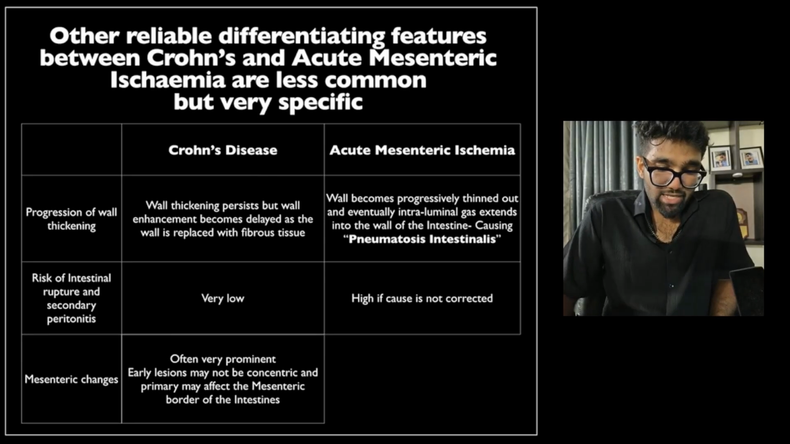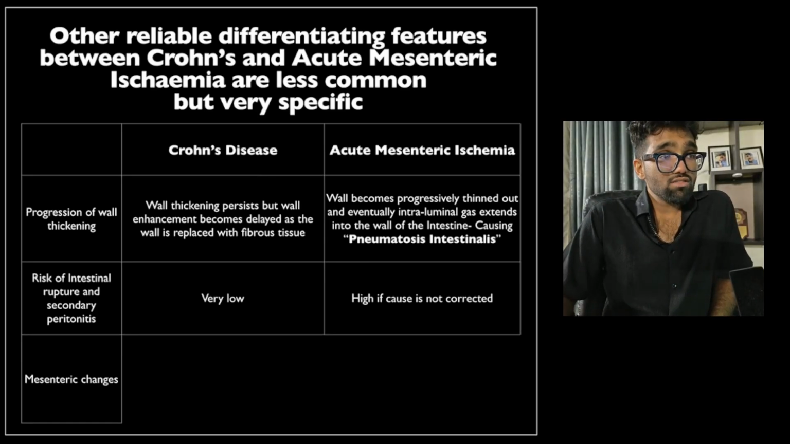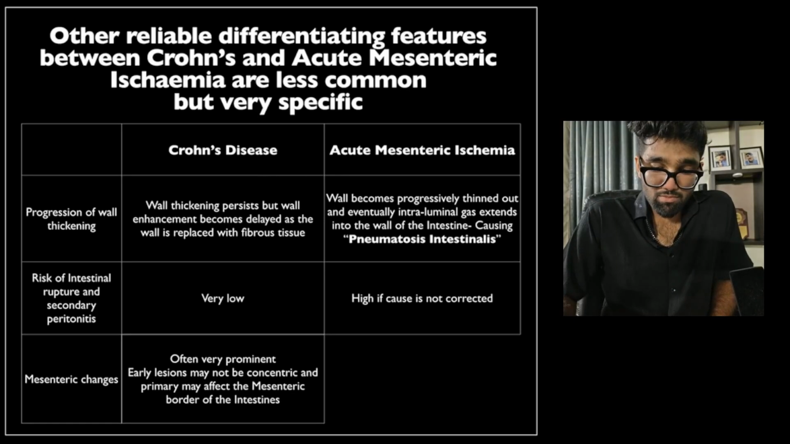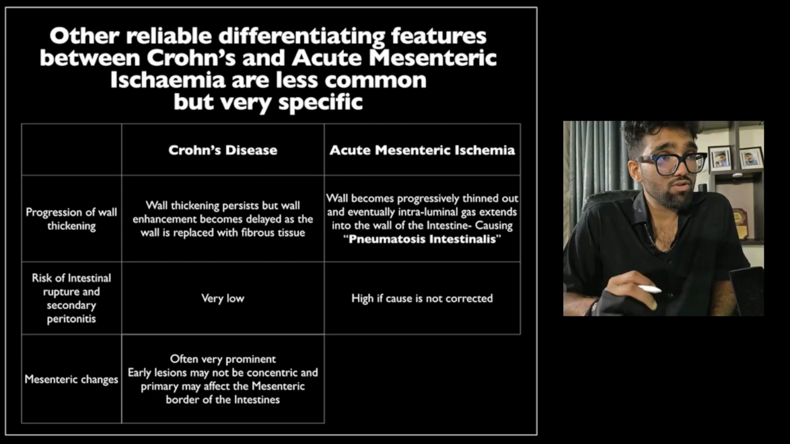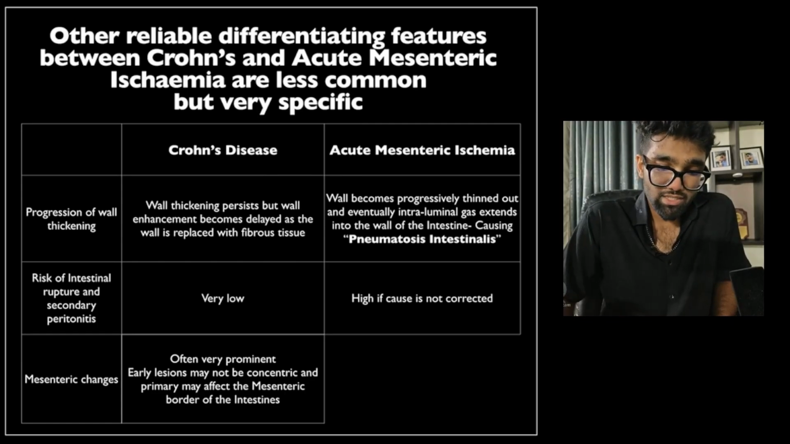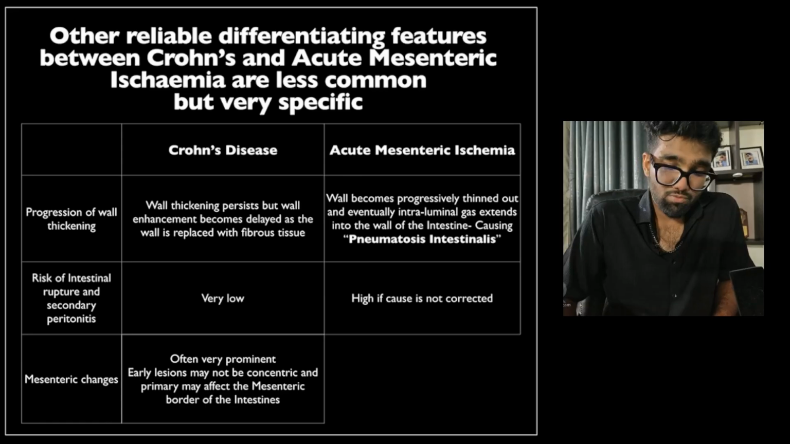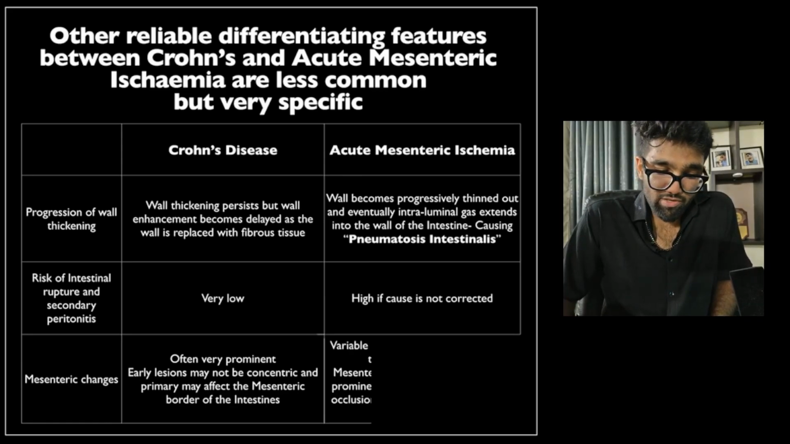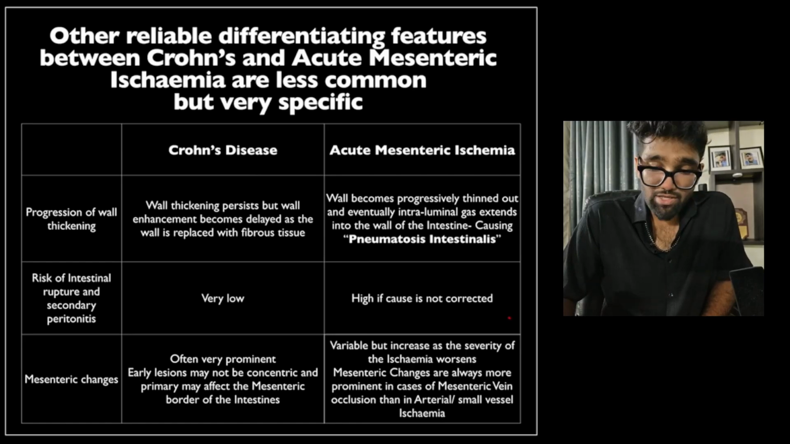And mesenteric changes, because Crohn's disease is a very chronic process, the changes are often very prominent. Okay, so early lesions may not be concentric, and the inflammation may primarily be involving only the mesenteric border of the involved intestines. However, mesenteric changes are variable in acute mesenteric ischemia and increase as the severity of the ischemia worsens.